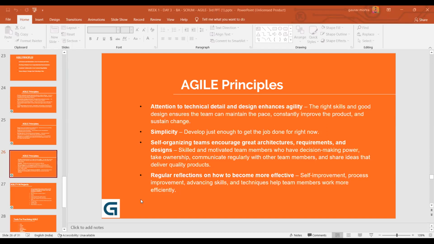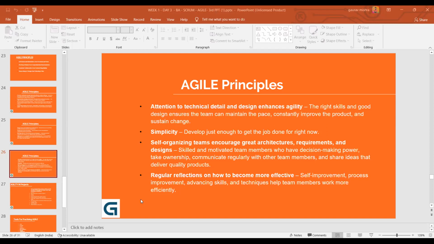Cool. So the next point is: self-organizing teams encourage great architecture, requirements, and design. Do you know, when I say self-organizing teams, what is a self-organizing team? Basically, it has the meaning in its words, but I still want to know.